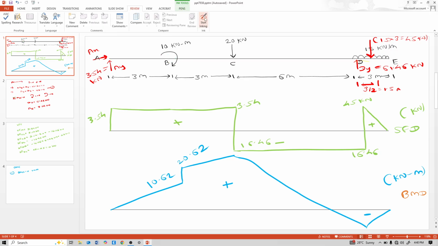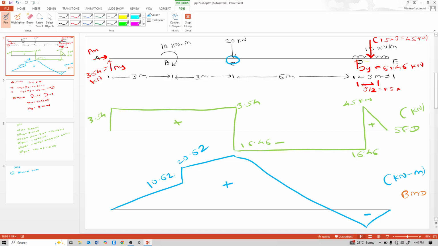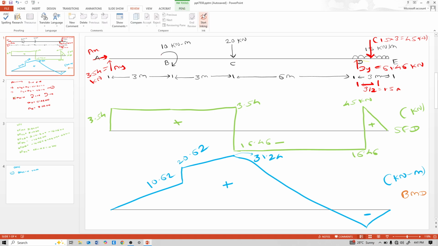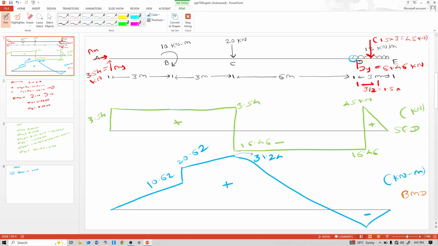Now consider moment at this C point and see left side forces, this AY 3.54 multiplied by distance 6, and this is clockwise plus 10, that means 31.24 is here. Maximum moment here at this point. Now calculate moment here at D point.